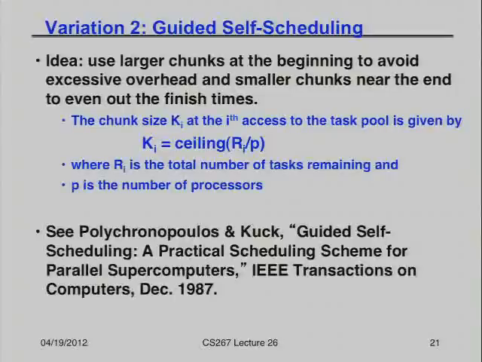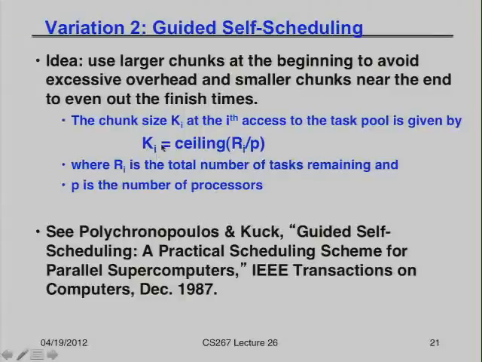And that way, things will balance out more closely, and people will finish at more nearly the same time. So the question is, big chunks of work at the beginning, k is large, smaller chunks at the end. How do I choose k? And the intuition is really simple. You simply count the total number of remaining tasks I have at any time, divided by p, the number of processors, and that's how much I'll give away.